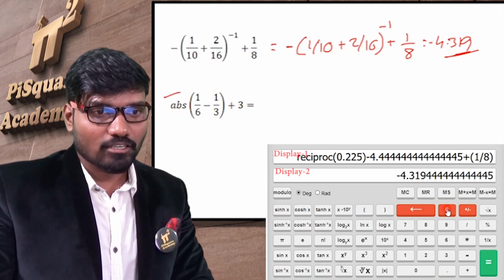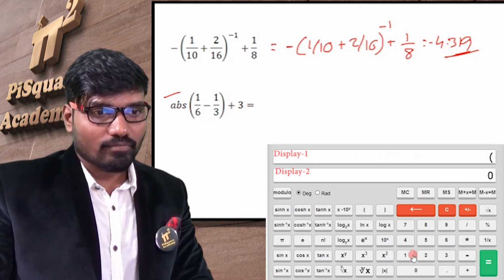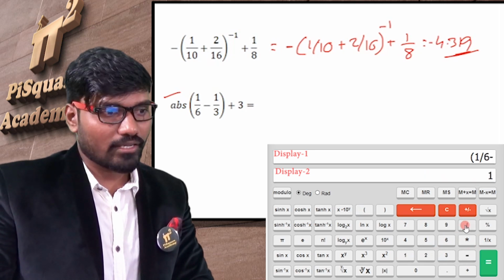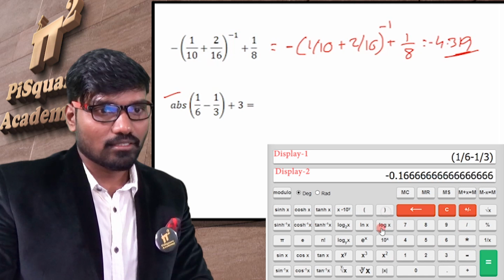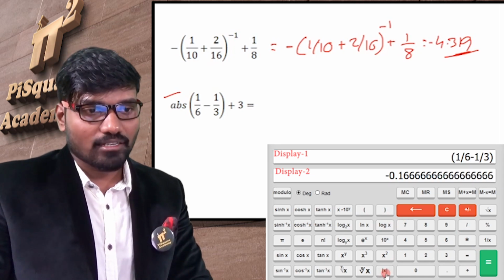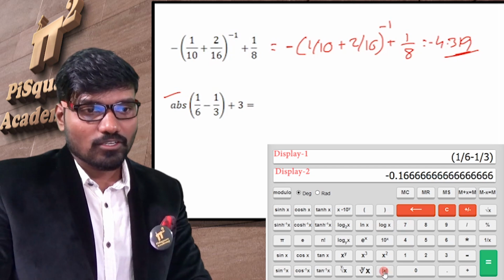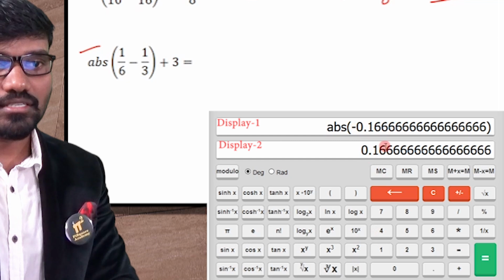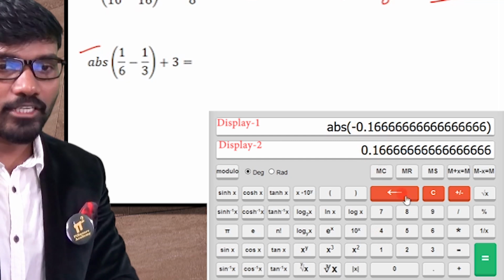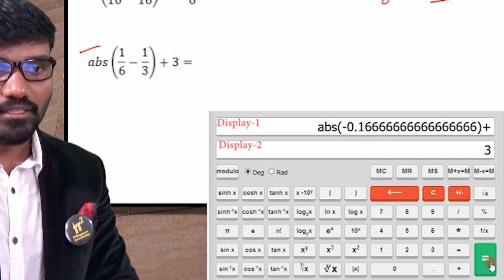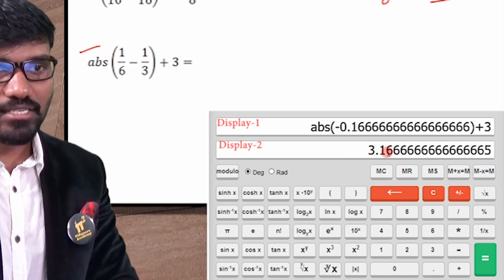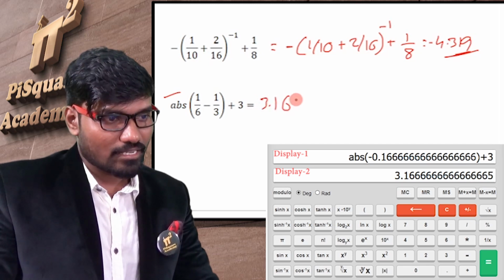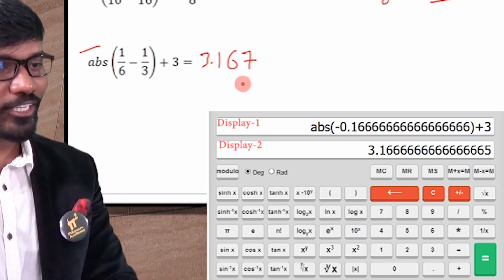Let's see. Clear first. Open parenthesis, 1 by 6, minus 1 by 3. Close it. Then I should take the absolute value of it. See here, mod. We'll normally call it mod also. If I click it, it will take only the absolute value. See here, minus 0.166, only it is taking the absolute value. Now I need to add plus 3. So plus 3. The answer is 3.1666, so I am rounding it to 3.167.